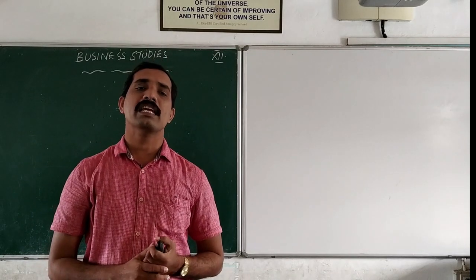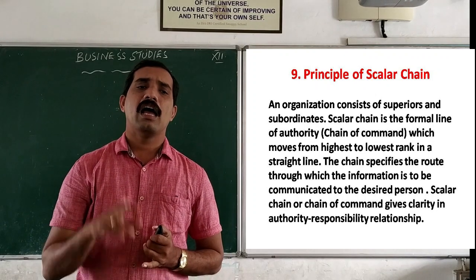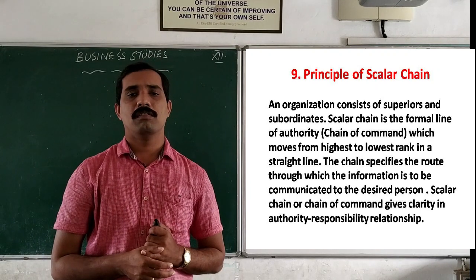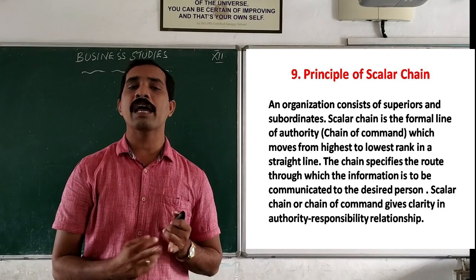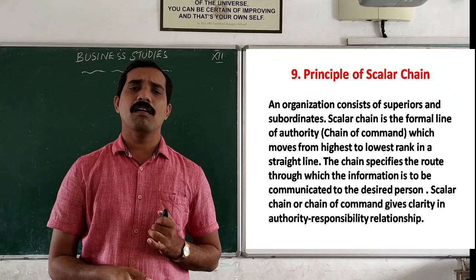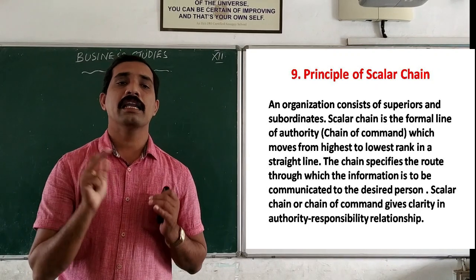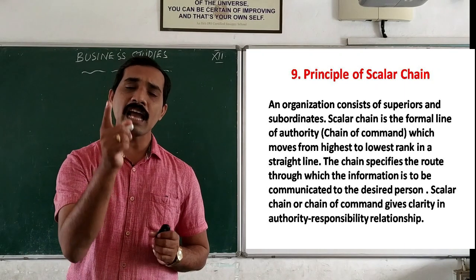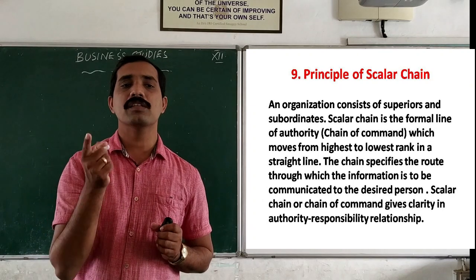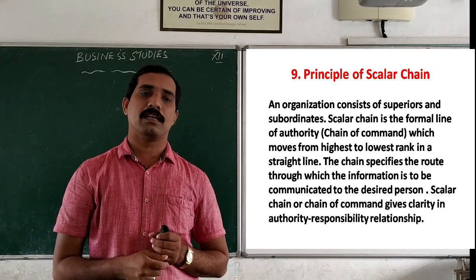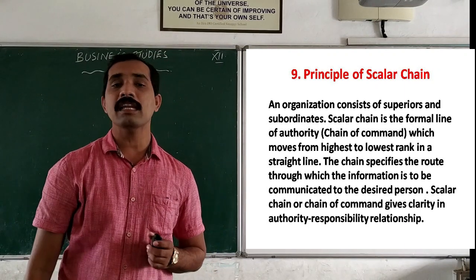And the next one, what is it? The principle of scalar chain. What is a scalar chain? An organization consists of superior and subordinate, isn't it? Scalar chain is the formal line of authority which moves from highest to lowest rank in a straight line. The chain specifies the route through which information is to be communicated to the desired person. Scalar chain or chain of command gives clarity in authority and responsibility relationship.